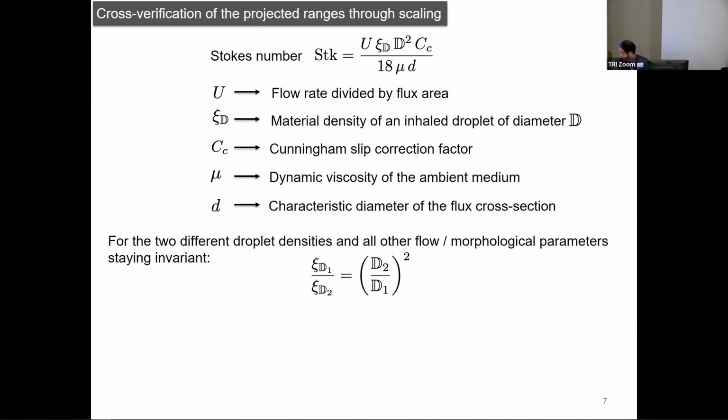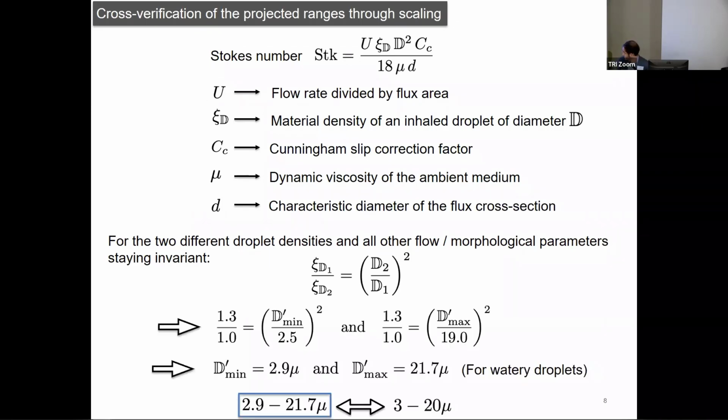So in the last two slides, we have looked at two different densities, 1.3 and 1 gram per ml. We plug in those numbers for the two densities on the left-hand side. And we know from the first set of CFD that the bad size range was 2.5 to 19. We plug in those numbers, and in turn, we get the bad size range for the lighter droplets. It comes out from this scaling law to be 2.9 to 21.7, which is pretty close to what we saw from the CFD estimates, 3 to 20. I'm not saying that this is a very rigorous validation. It's just a zero-level validation of our approach.